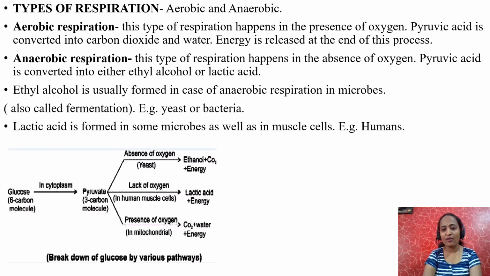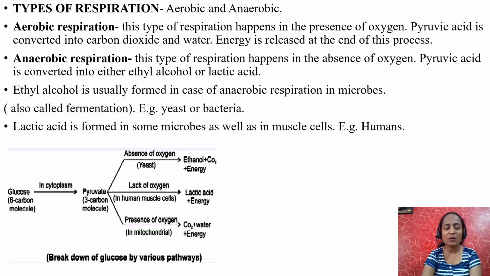Now, types of respiration. As I told you already, there are two modes or types of respiration. One is aerobic respiration, another one is anaerobic respiration. If oxygen is available for the breakdown of pyruvic acid, then the process is called aerobic respiration. If oxygen is not available, then pyruvic acid enters into anaerobic respiration.